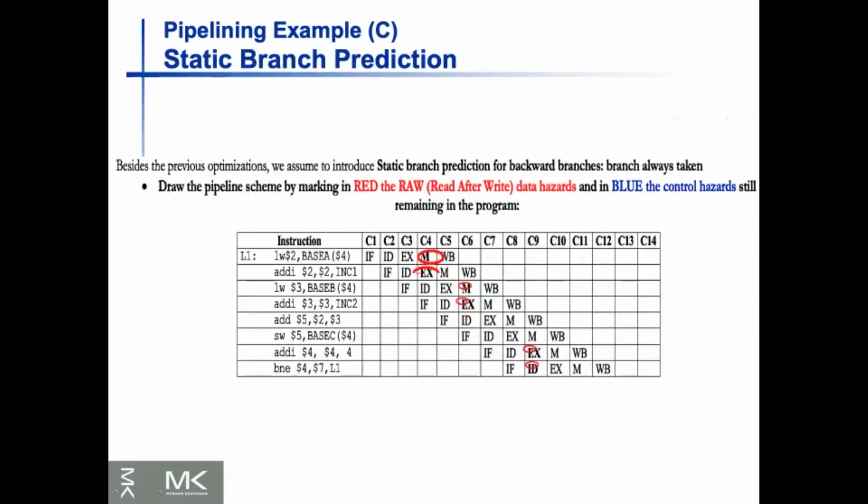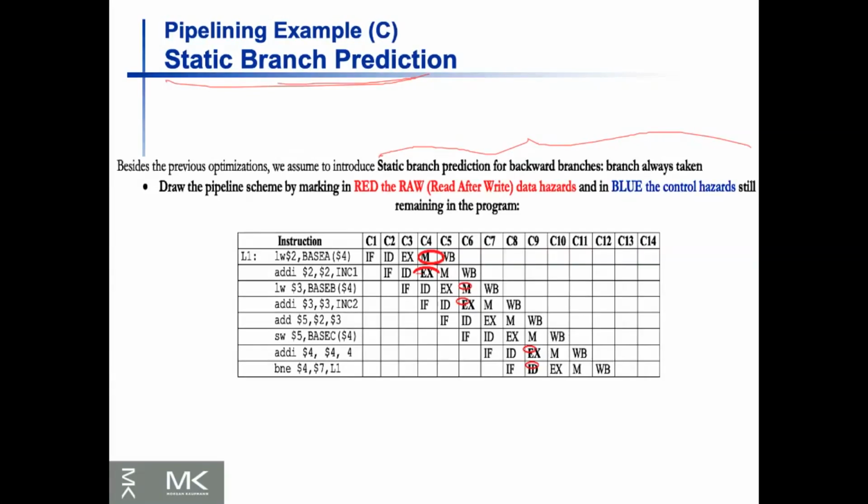Okay. So on this third part, instead of a dynamic branch predictor, or just a hardware branch predictor that anticipates always at ID, now we have a static branch predictor that always does something, and that something is provided to us by the exam, by the statement. So beside the previous optimization, we assume to introduce a static branch prediction for backward branches, okay? And the case of the static branch is backward branches always taken.